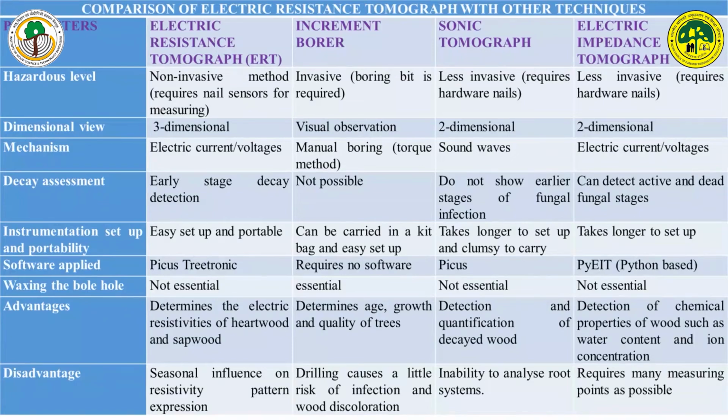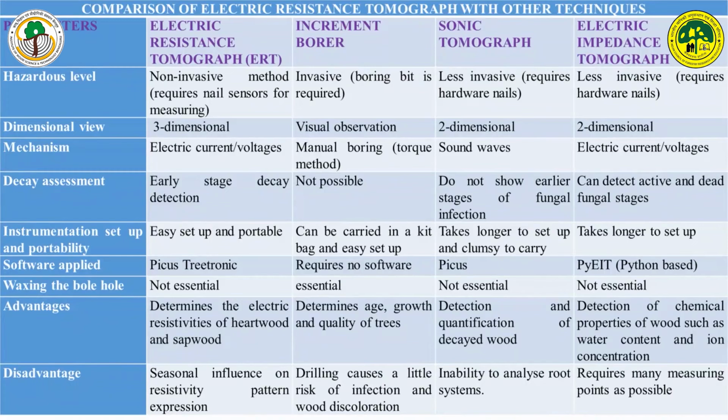The software applied is Picus T-Tronics. Here there is no software. Here it is Picus, and here Python-based software is applied. And waxing the borehole is not essential, but it is very essential in increment borer. In the other 2 cases, it's not essential. The advantage: they determine the electric resistivity of hardwood and sapwood, and determine the age. Sometimes if there is a growth ring, we can calculate the age and growth, and also the quantity of hardwood in the trees. Detection and quantification of decayed wood can be done. And detection of chemical properties of wood such as water content and iron concentration can be done with electric impedance tomograph.